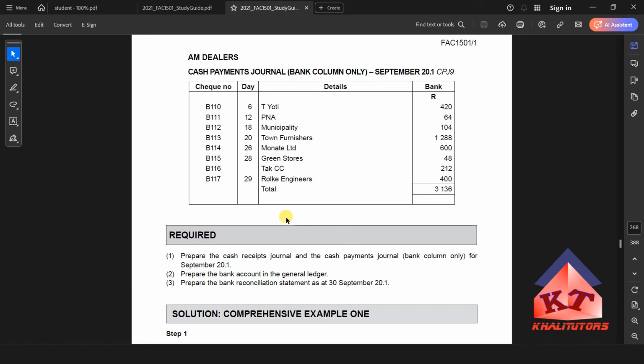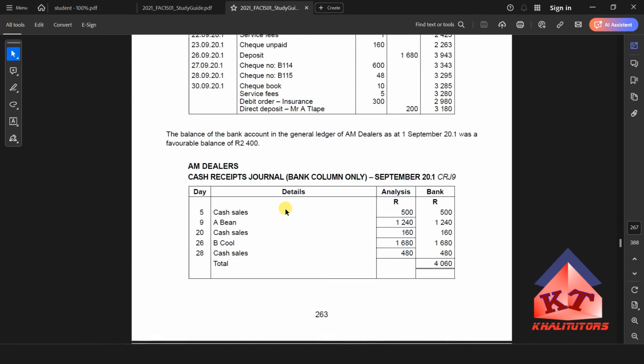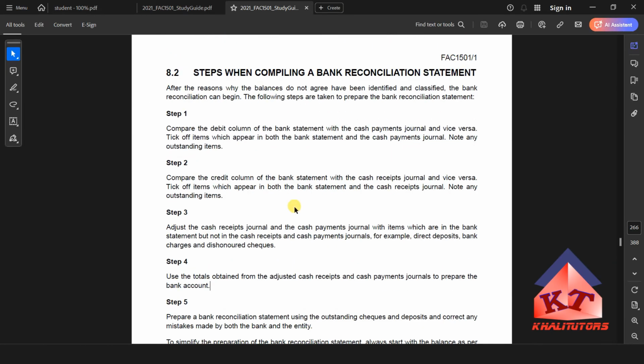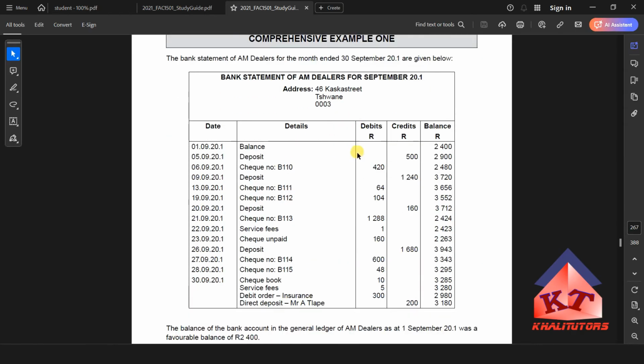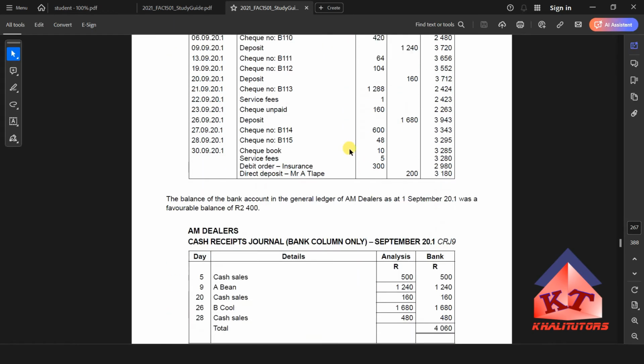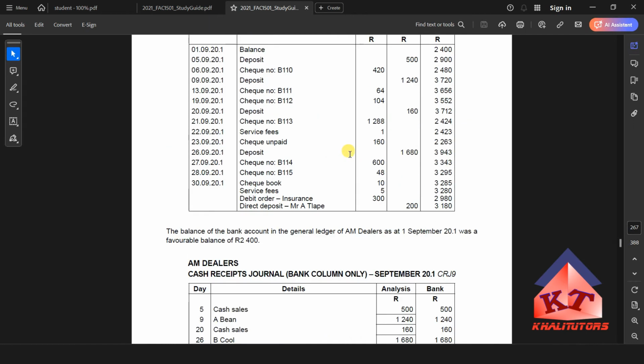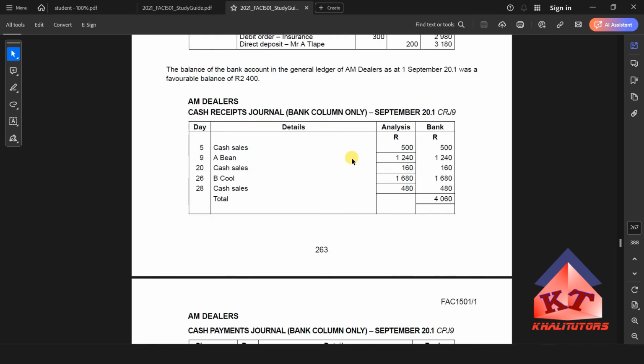So what you're supposed to do, remember, based on your step number 1, you're supposed to compare the debit column of the bank statement with the cash payments journal. This is what you're supposed to do. You'll tick off whatever is here and also in the cash payments journal.